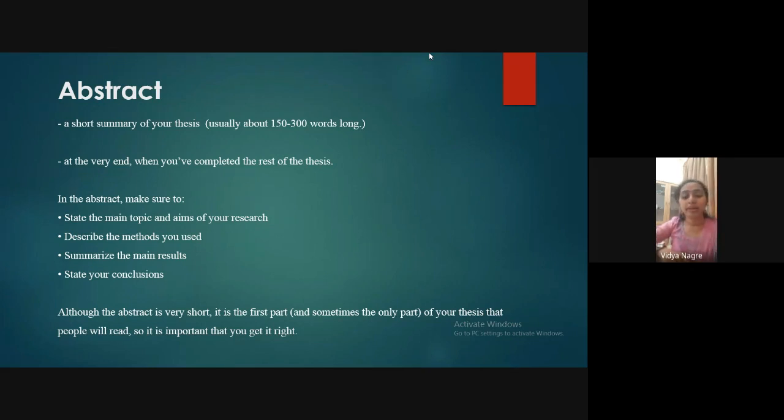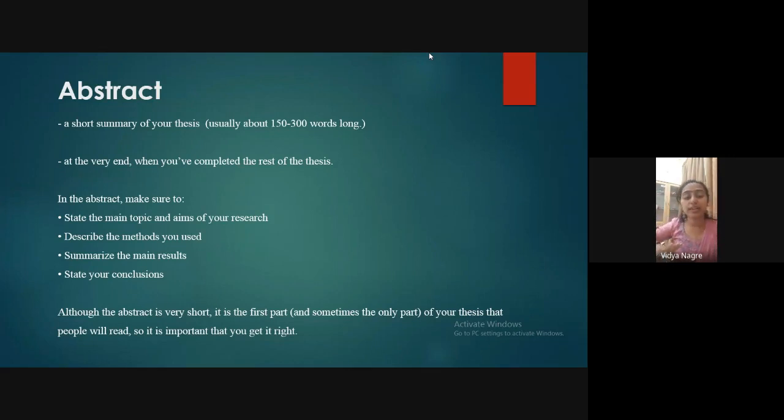What are your aims? Thereafter, you have to describe which methodology you will be using and what major conclusions you have arrived at. Only major conclusions. In order to understand the major results, the person has to read your thesis in detail. At the same time, you have to write about your major statements here in your research.